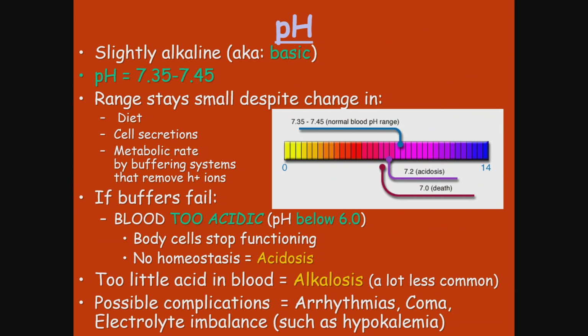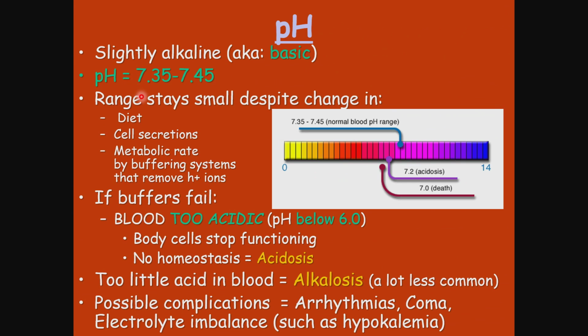The pH of blood is very specific. First of all, it's slightly alkaline, which means it's a little bit basic. Remember, the pH scale goes from 0 to 14. 0 is the most acidic, 14 is the most basic, 7 is neutral. So the number you guys have to remember, it's very specific. You always want your blood to be between 7.35 and 7.45.